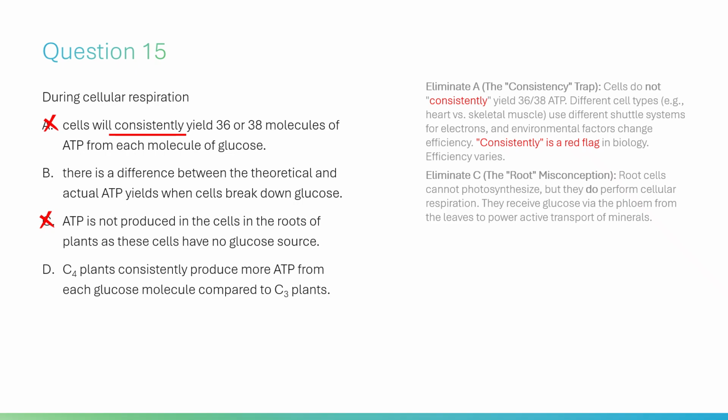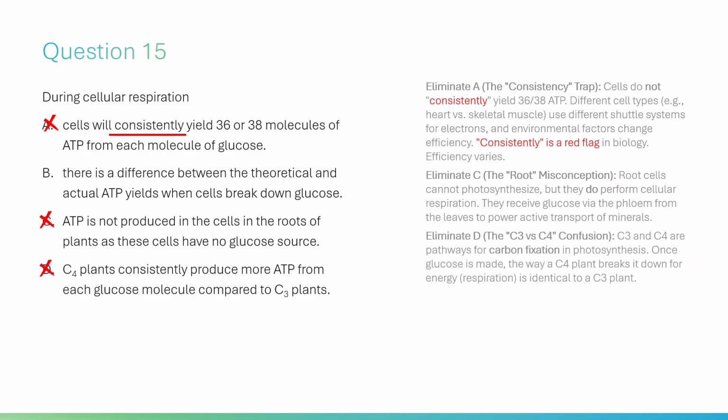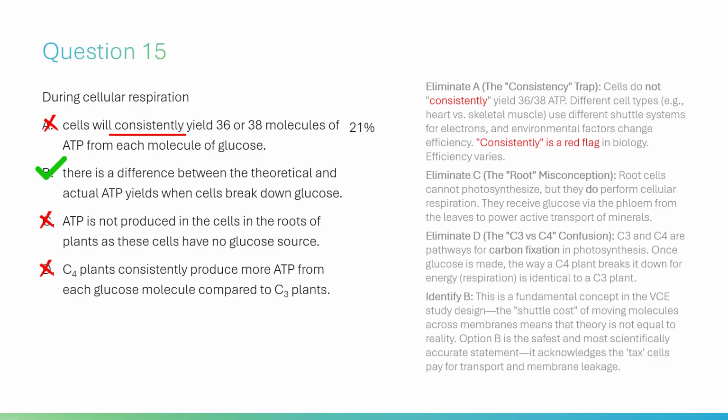Eliminate C. The root misconception: root cells cannot photosynthesize, but they do perform cellular respiration. They receive glucose via the phloem from the leaves to power active transport of minerals. Eliminate D. The C3 versus C4 confusion. C3 and C4 are pathways for carbon fixation in photosynthesis. Once glucose is made, the way a C4 plant breaks it down for energy, respiration, is identical to a C3 plant.